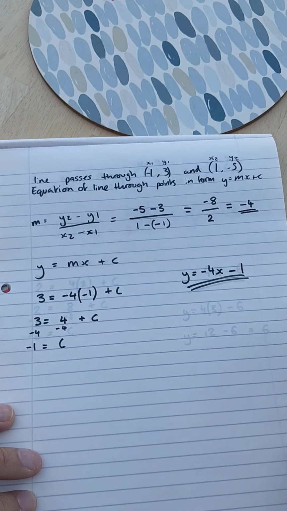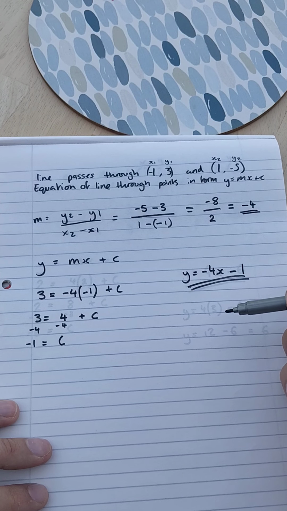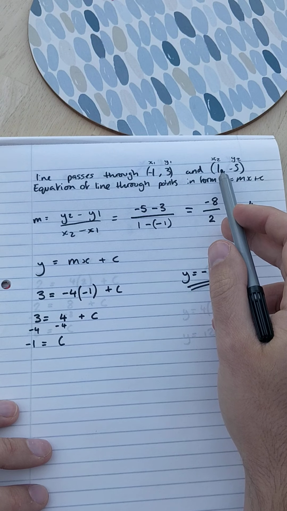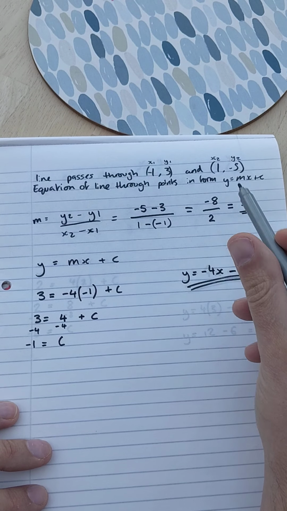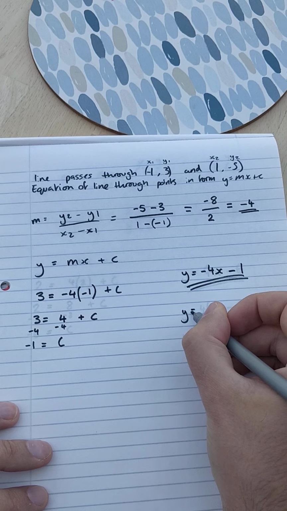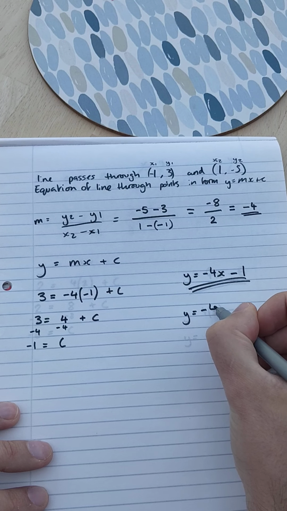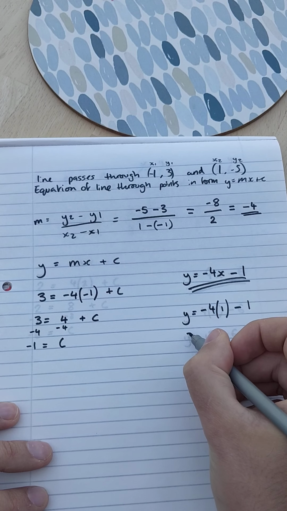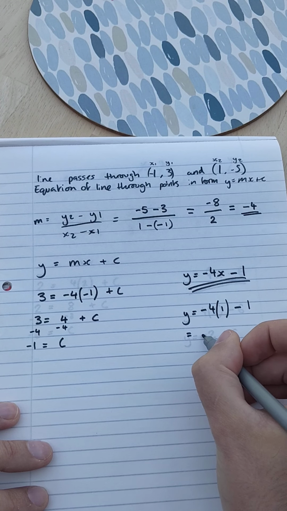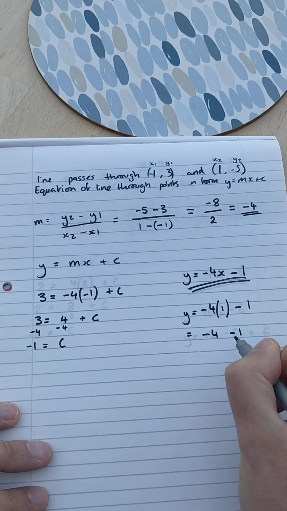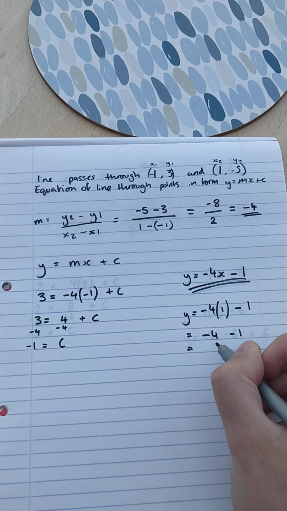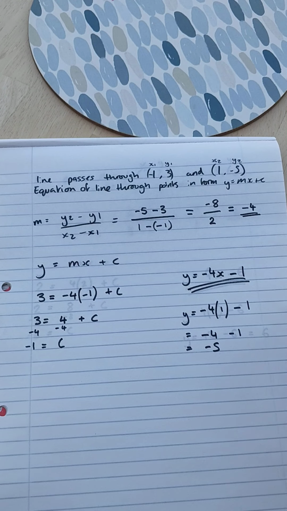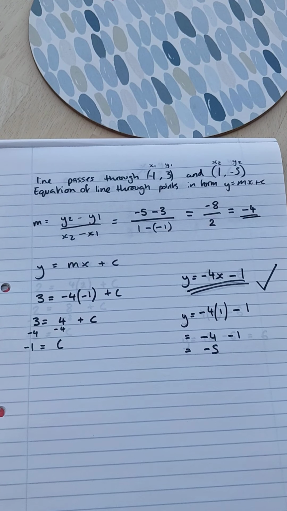Now, with the previous one, I did a little check just to see if that was correct. So what I'm going to do is put in this value into this equation and see if I get negative 5 out. So y is equal to negative 4 times 1, take away 1. So negative 4 times 1 is negative 4. And negative 4, take away another 1 is negative 5. So when x is 1, y equals negative 5. I know my equation is correct.